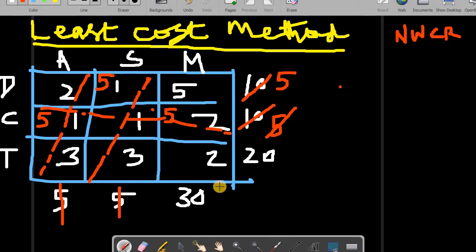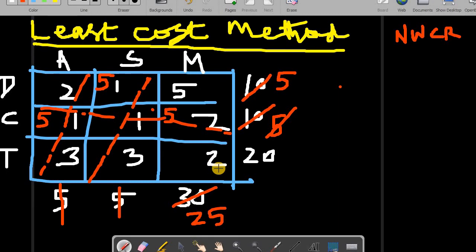Am I correct? Therefore, how much is still needed here? Only 25 is needed. Am I correct? Because 5 units are given from the second production center to the last destination, so the remaining demand here is only 25. Okay, right. So among this, which is the least cost cell? This is the least cost cell.